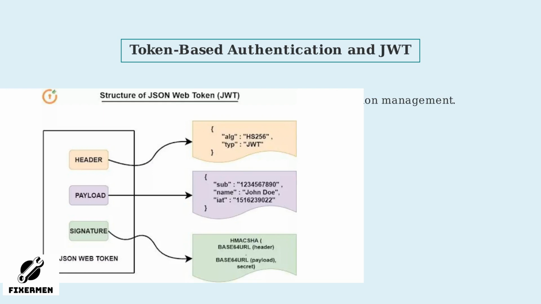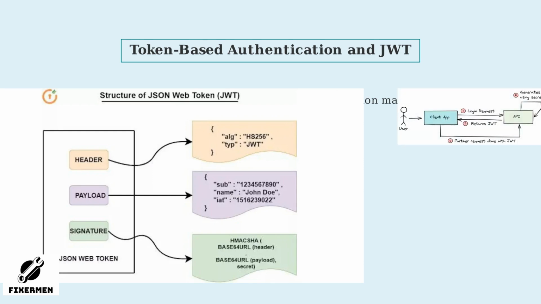This structure allows the token to be validated without database lookups. When you log into Chime, the server generates a JWT and sends it back. For subsequent requests, your app includes this token in the authorization header, allowing the server to verify your identity quickly.